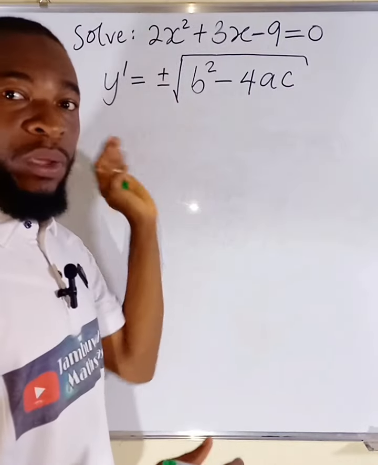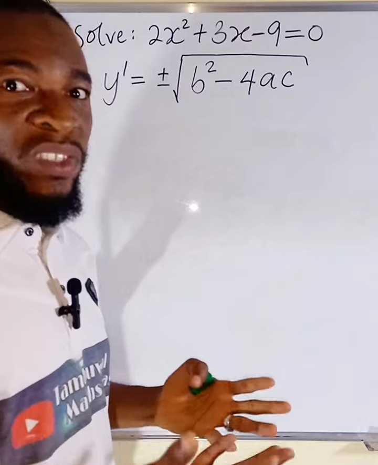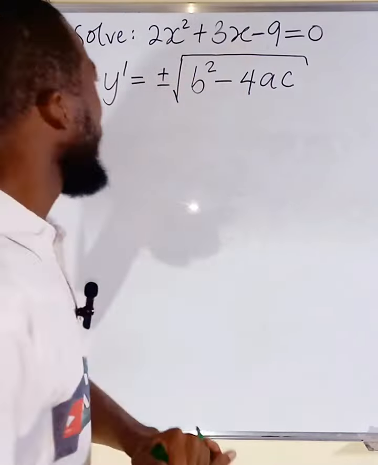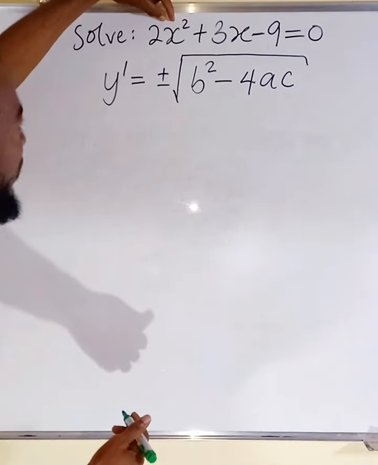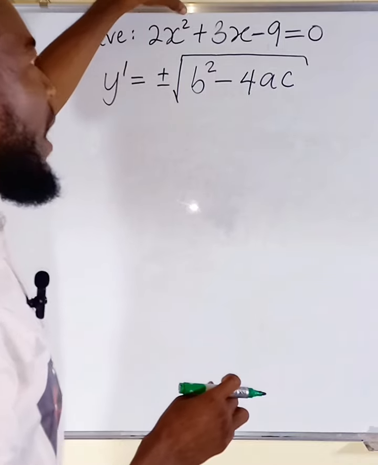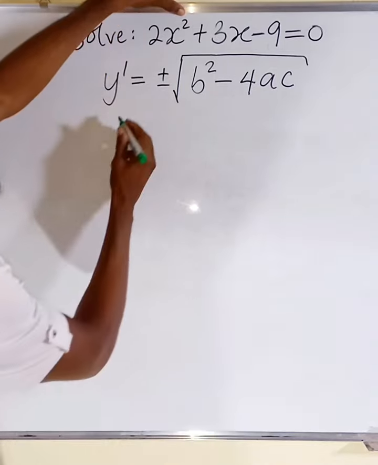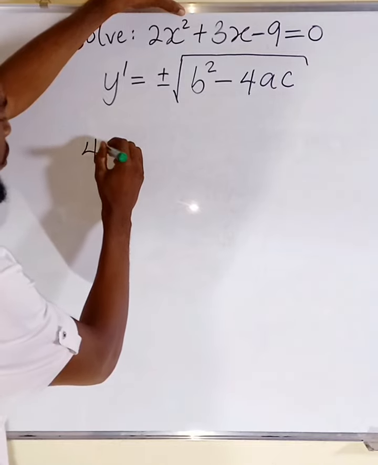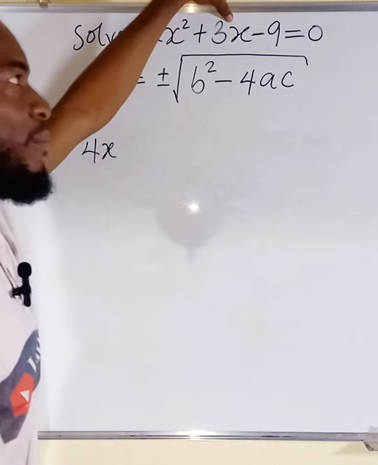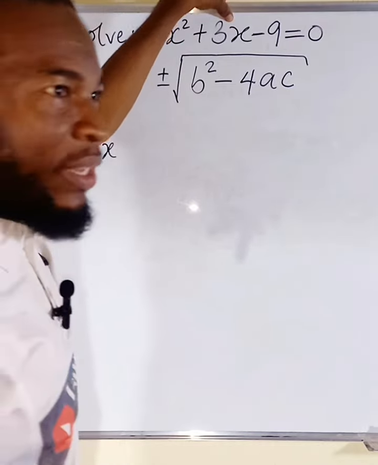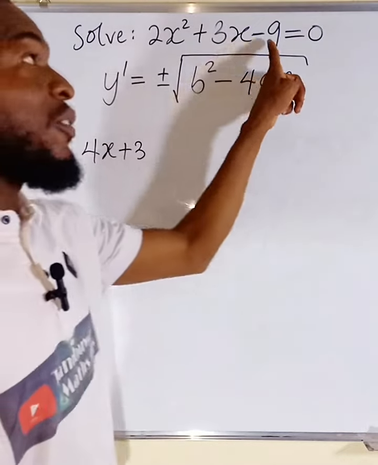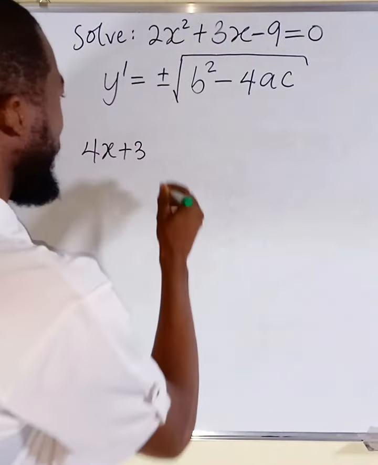Y prime means dy over dx, which implies that we are going to differentiate this function to the left-hand side. So if you differentiate the first term here, this 2 will drop down to multiply. We have 2x, and the power will reduce by 1. So we have 4x. And if you differentiate the second term, 3x, you're going to obtain only 3. So we have plus 3 here.